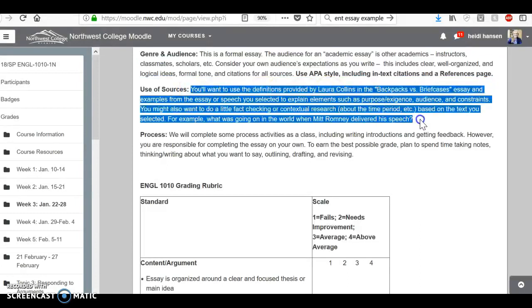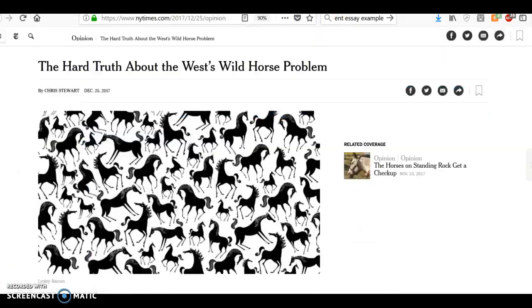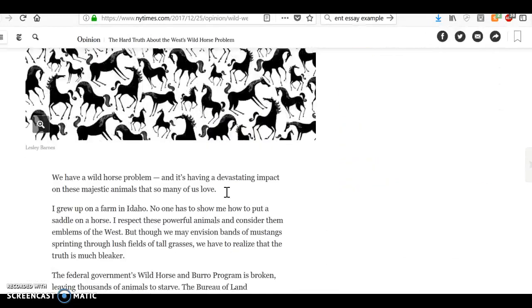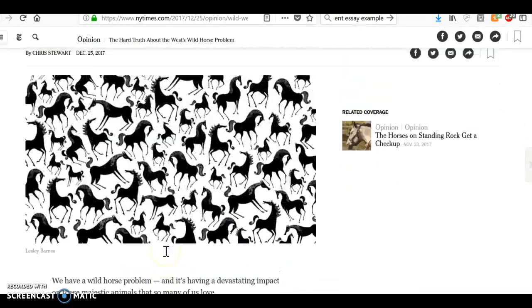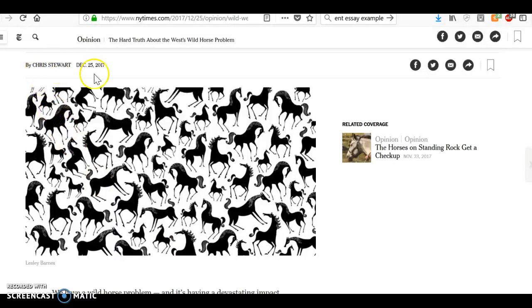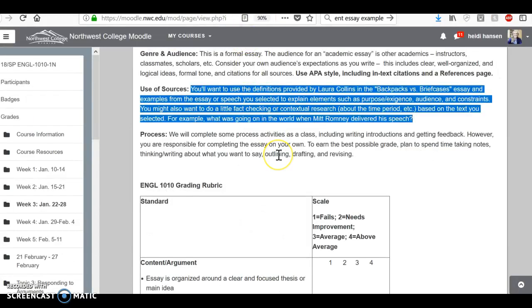Another thing to consider is that you're not required to do any outside research for this assignment, although you may want to do outside research. For example, again, if you're writing about the hard truths about the Wild West horse problem, you might decide to fact check some of the information that the writer, Chris Stewart, has provided. That might make it easier to write the paper.